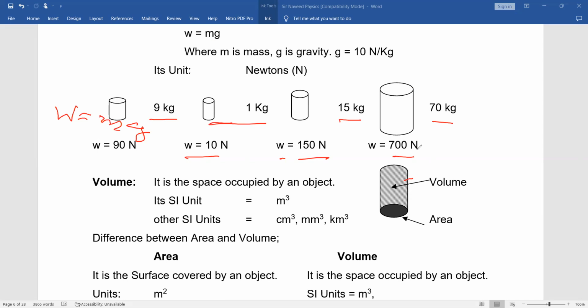Okay. Then we see volume. Volume is what? It is the space occupied by an object. And its SI unit is meter cube. And other units for volume are centimeter cube, millimeter cube, and kilometer cube can also be taken.